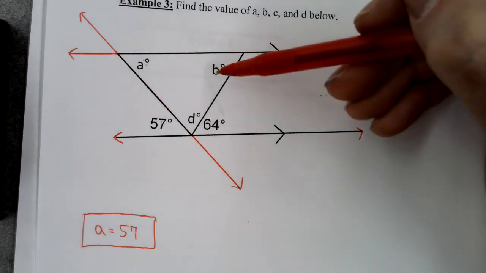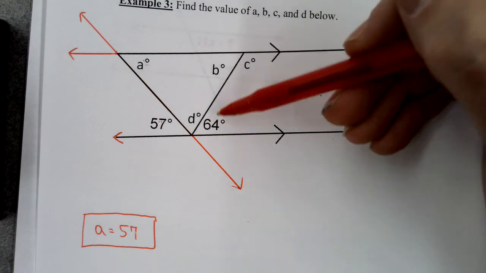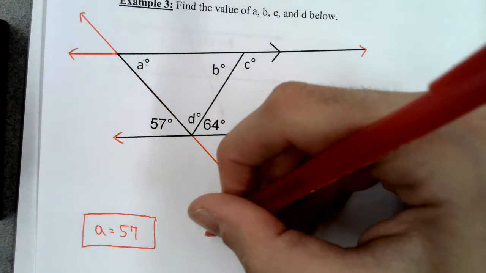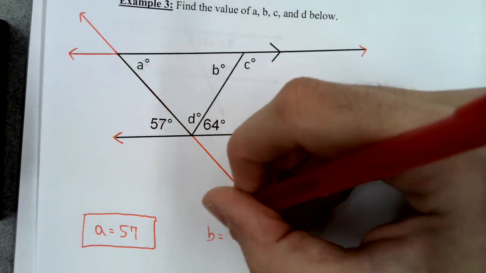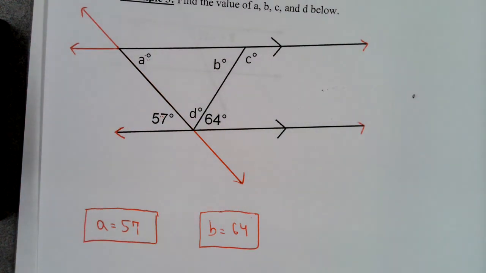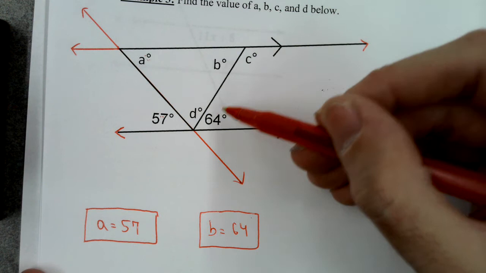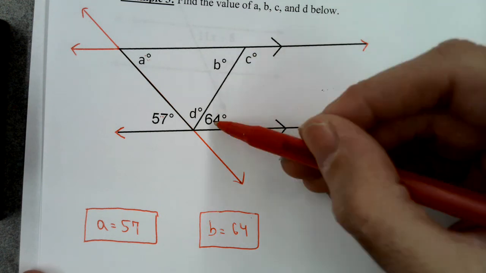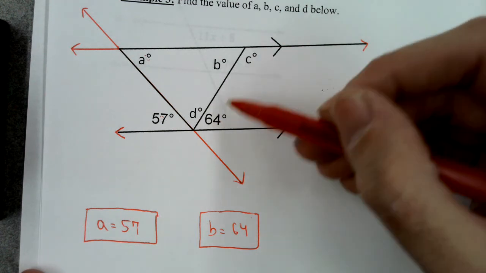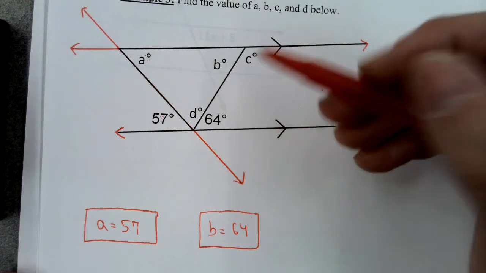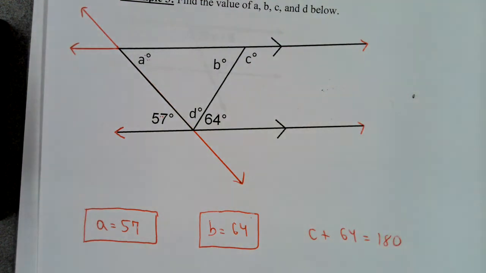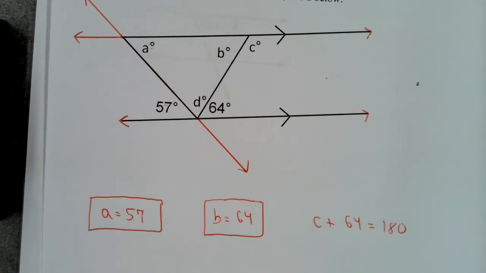On to B. Look at B and 64. These are also alternate interior angles, so they are congruent. So B equals 64. Now let's do C. C and 64, these are same side interior angles, so they are supplementary, so they add up to equal 180. So C plus 64 equals 180. Solve that for C, and you get C equals 116.